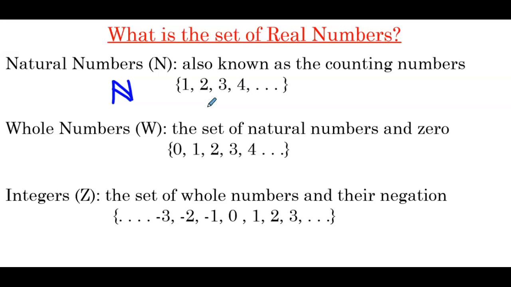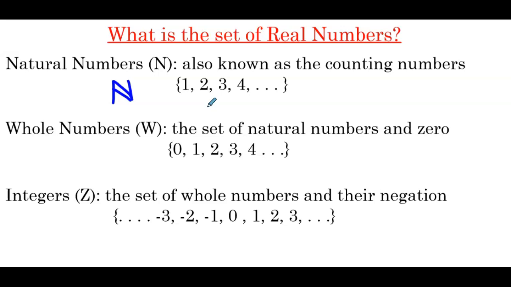The next set of numbers is the whole numbers, which is the set of natural numbers and 0. So that's the set 0, 1, 2, 3, 4 to infinity. It's abbreviated with a capital W. And looking at the whole numbers compared to the natural numbers, the whole numbers are larger by 1 number, and that's the number 0.